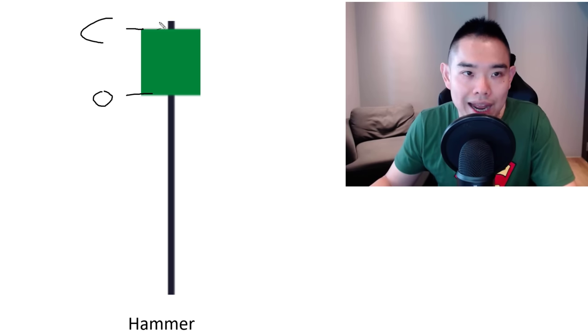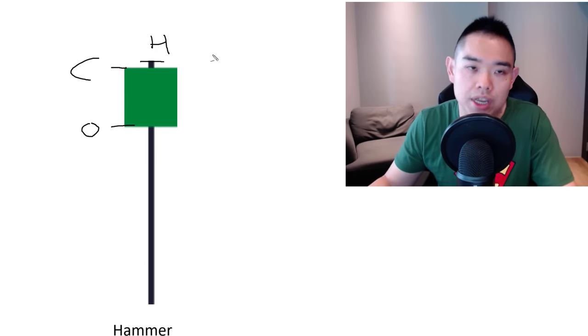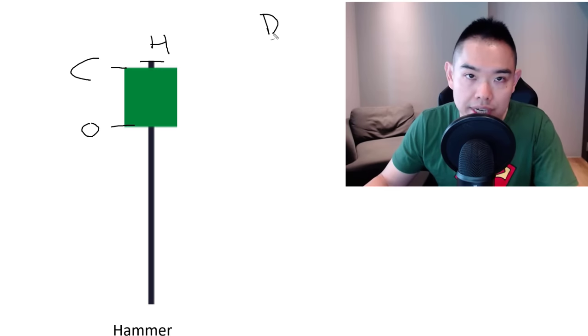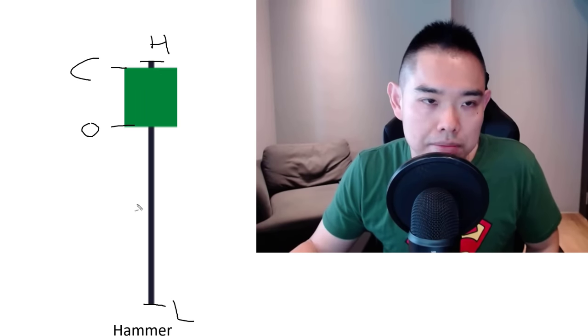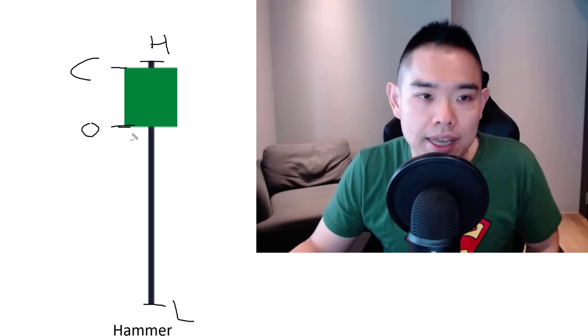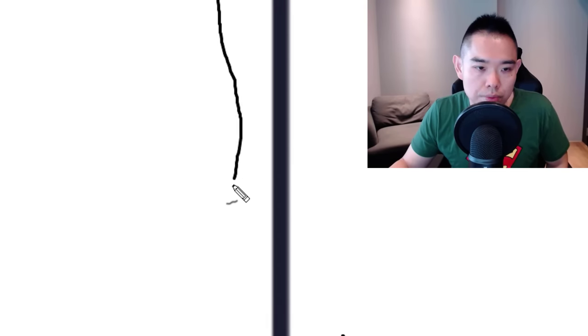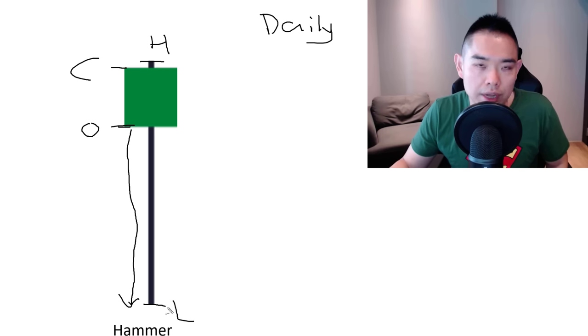And this is the high of the time period. So let's say you spot this hammer on a daily time frame. Let's put here daily. You will see that this refers to the high of the day, and this over here is the low of the day. So if you think about this, the story of a hammer goes something like this. The market opened at this price point, and then the sellers took control and pushed the price down lower near the lows of the day.